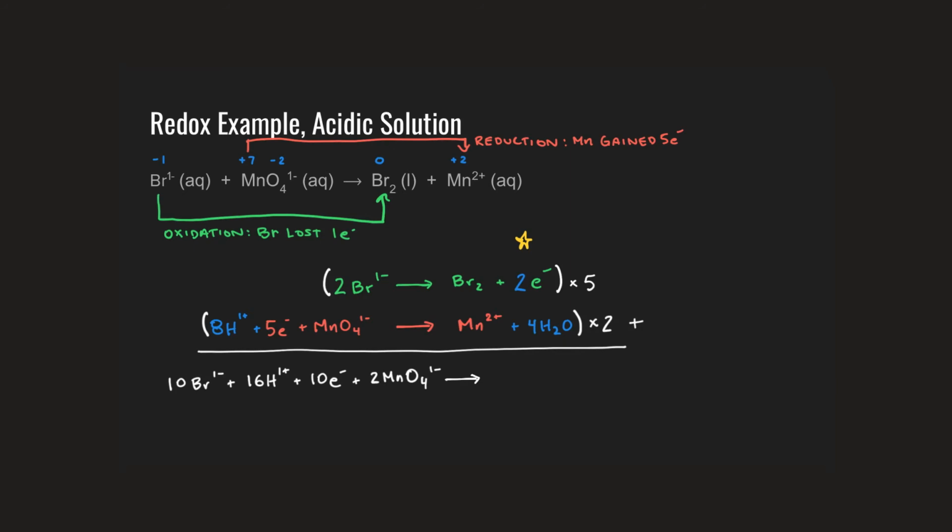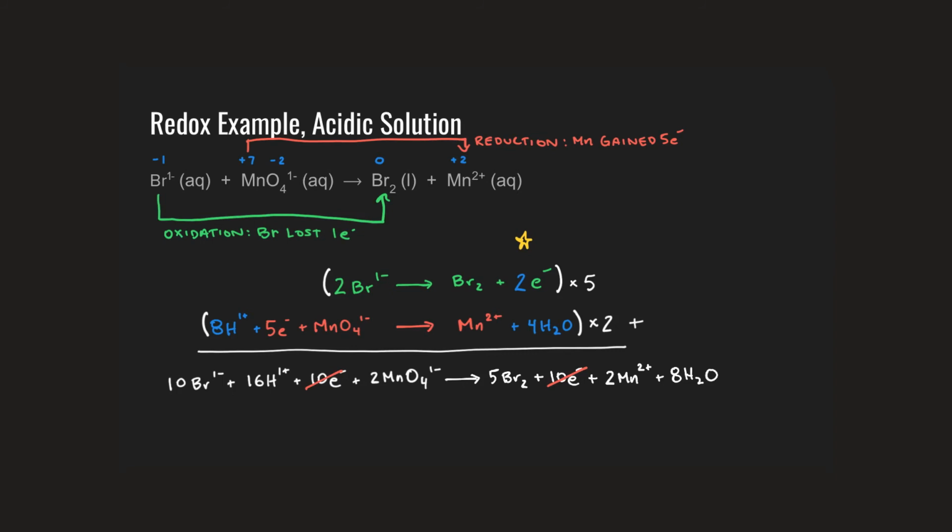Now on the product side, again distributing from my oxidation step, I have 5 Br2 molecules, plus 5 times 2 is 10 electrons, plus from my reduction step, distributing the 2 Mn2 positive ions, plus 2 times 4, which is 8 water molecules, 8 H2O. And all that now remains is to go through and cancel out like species, which in this instance is only those 10 electrons.